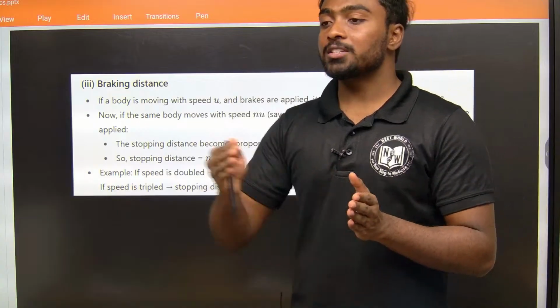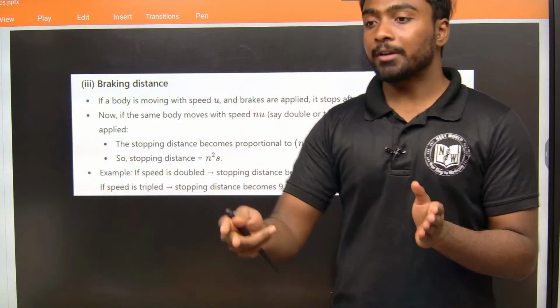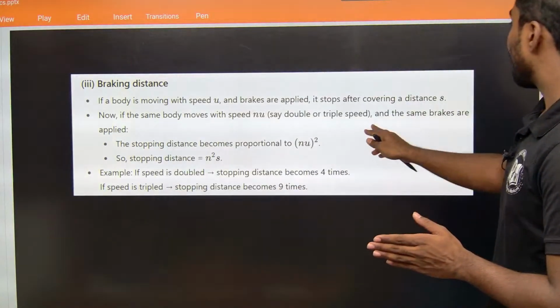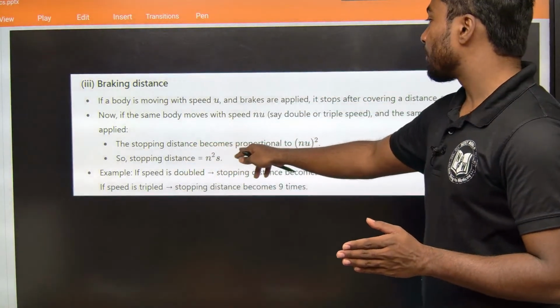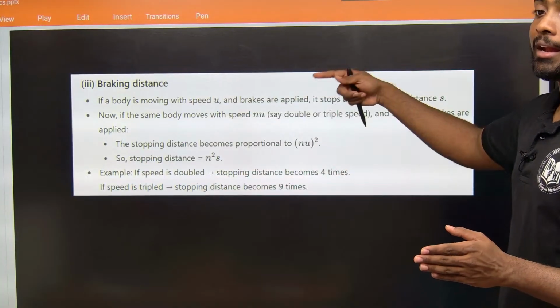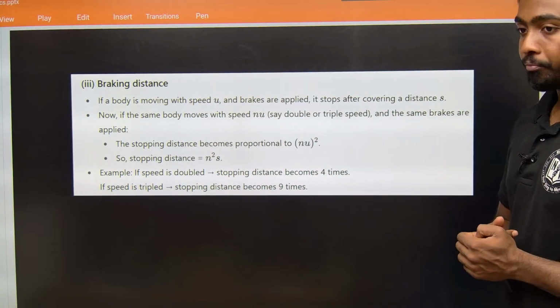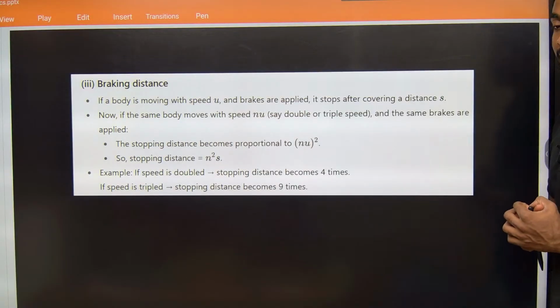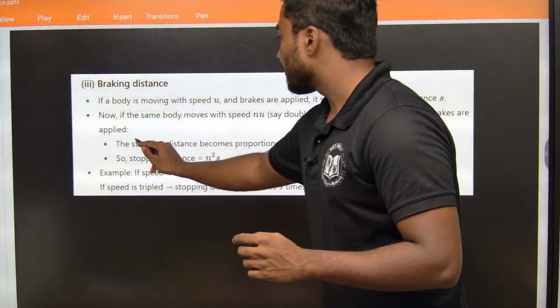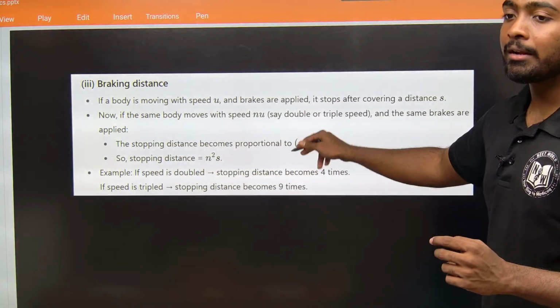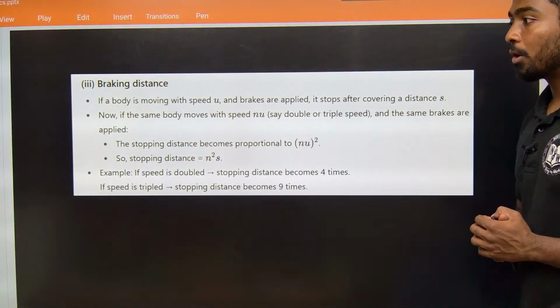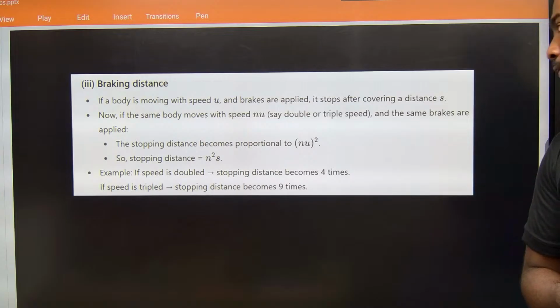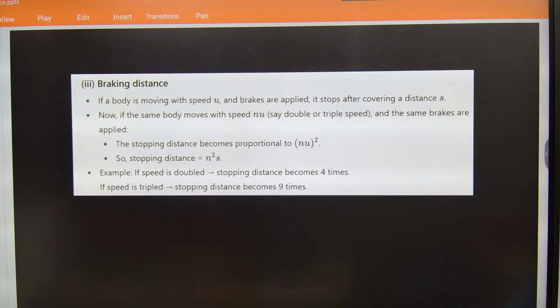So how much distance have you covered? Again 30 meter per second, how much distance have you covered? Here, with the same brakes applied, the stopping distance becomes proportional to nu power 2. So stopping distance is n square into s. Take a note point: stopping distance becomes proportional to nu power 2, whole power 2. So if the speed is double, stopping distance becomes 4 times. If speed is triple, it becomes 9 times. Again 4 times means 16 times.